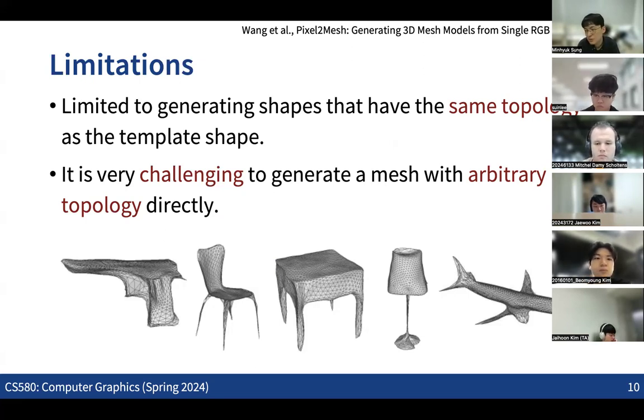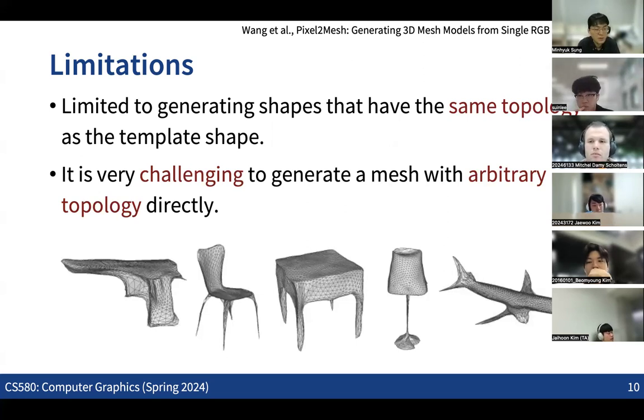And obviously the other thing is that for the unseen region, there is no way. For the unseen region, it should be more about learning generative models, checking all the possibilities for the unseen regions. And also this is not really predicting color information, but that can be done by adding an additional neural network.